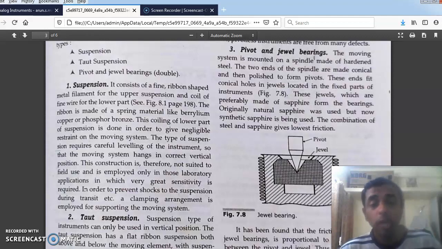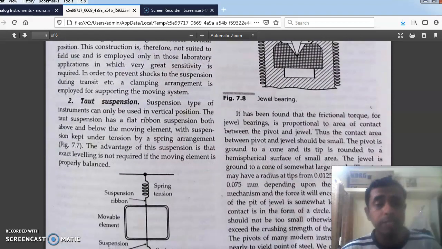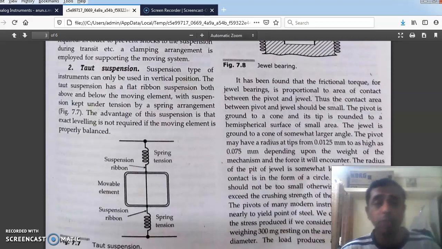This is commonly used for cheap laboratory type instruments, where the instrument is kept on a flat surface to ensure that the moving system is in vertical position. It cannot absorb shocks. If a shock comes, then the instrument may become faulty. Field type instruments never use such a suspension, and the taut type suspension is a little improvisation on the former one.